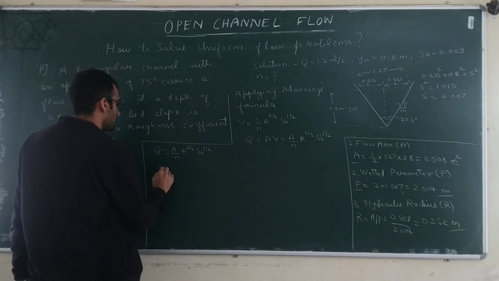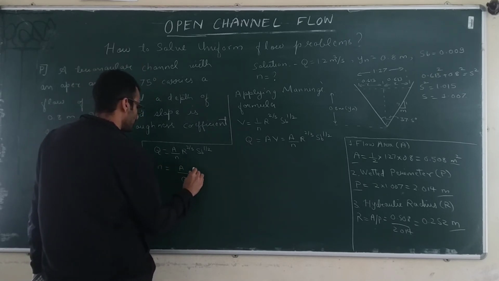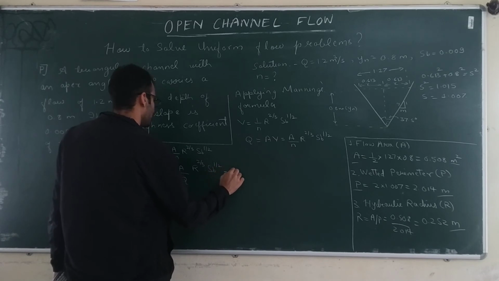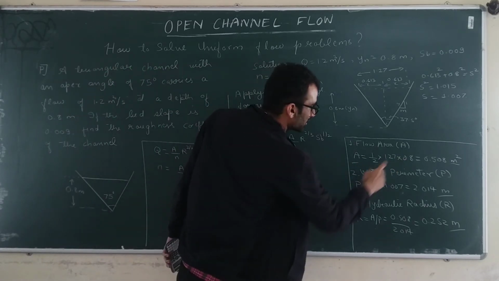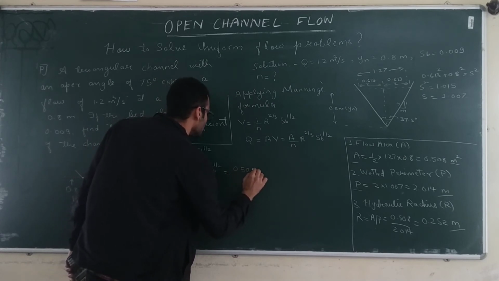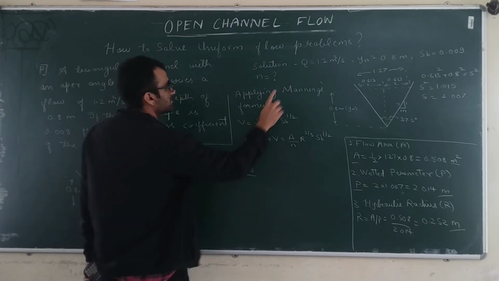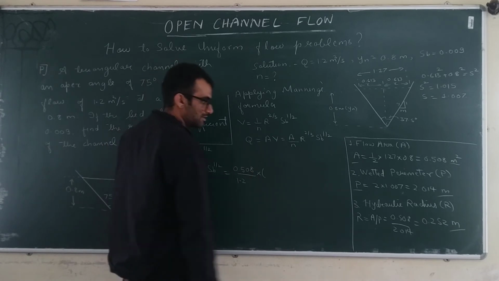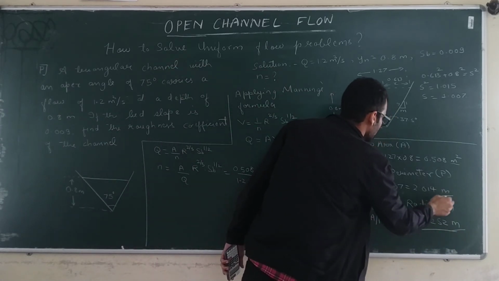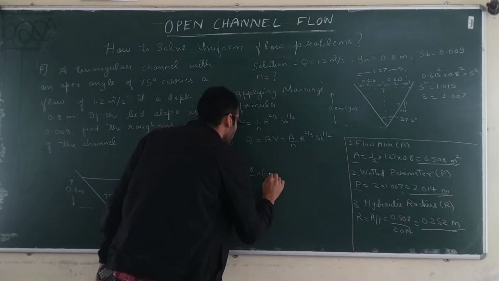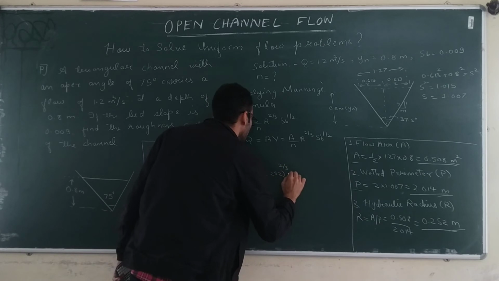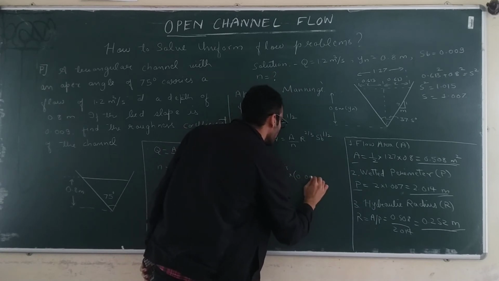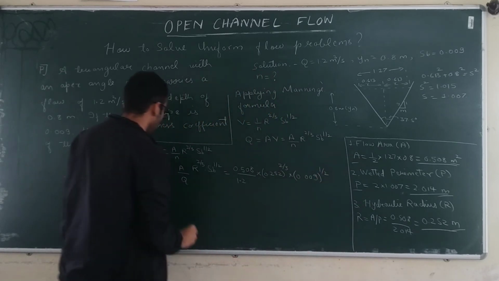So the roughness coefficient N we can write as A by Q into R to the power 2 by 3 into S to the power 1 by 2, where S is the slope. The flow area we have calculated is 0.508, upon discharge 1.2 meter cube per second, into hydraulic radius 0.252 to the power 2 by 3, into the bed slope, which is given as 0.009, to the power half. So calculate this.